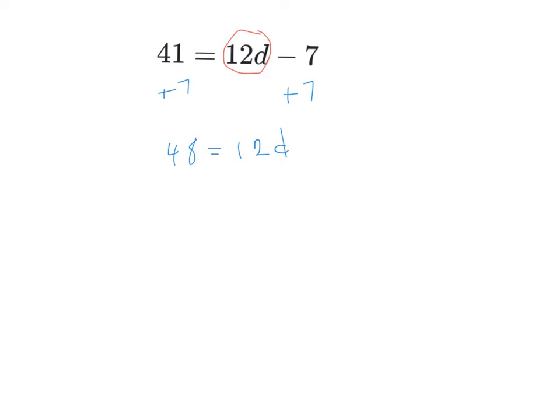Now, to get d by itself, I'm going to do the inverse of multiplying by 12. So the inverse of multiplying by 12 is dividing by 12. You should get 4 is equal to d. There's the first one.